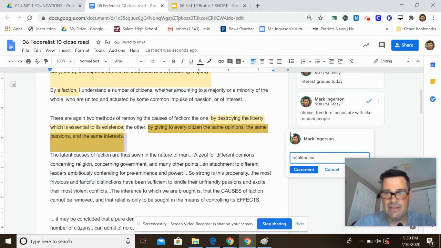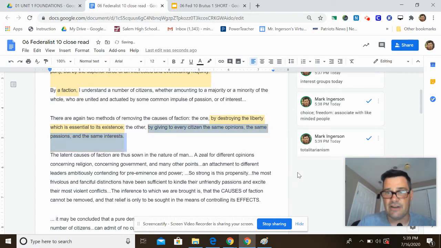totalitarianism, right? I mean, that's like the Nazis. Like, you will have the same opinion. The communists in the Soviet Union, North Korea again. That's how you do that. Well, they don't want to set up a country that's totalitarian. Obviously, if you're going to have a free people, you're going to have people with different opinions. And you're going to have to deal with that, because the only way to get rid of different opinions and be fully united all the time is to either destroy liberty or give everybody the same opinions through totalitarianism. It's going to be bad.